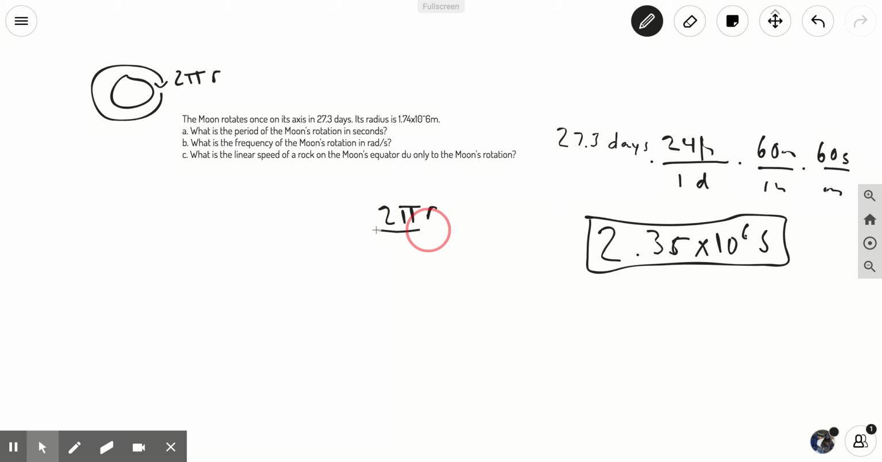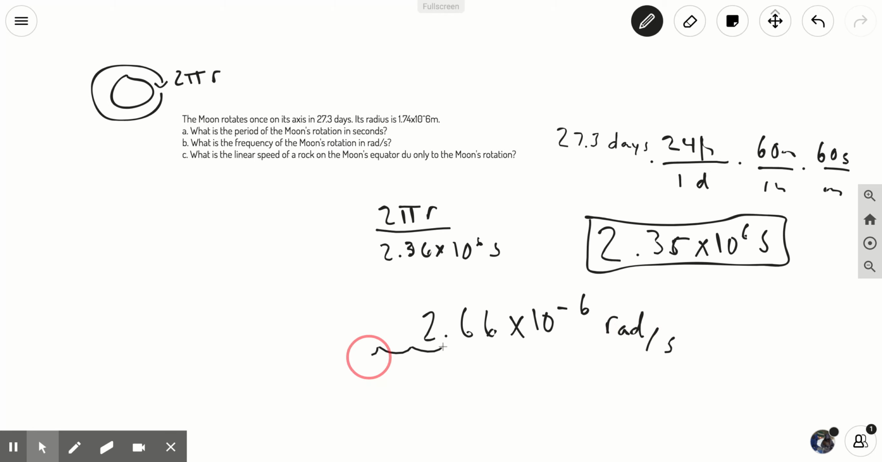And we're doing that in how many seconds? That's 2.36 times 10 to the 6th seconds. So 2 pi divided by 2.36 times 10 to the 6th seconds, we will get an answer of, this is a much smaller answer. I'm going to put in scientific notation though. So 2.66 times 10 to the negative 6 radians per second.